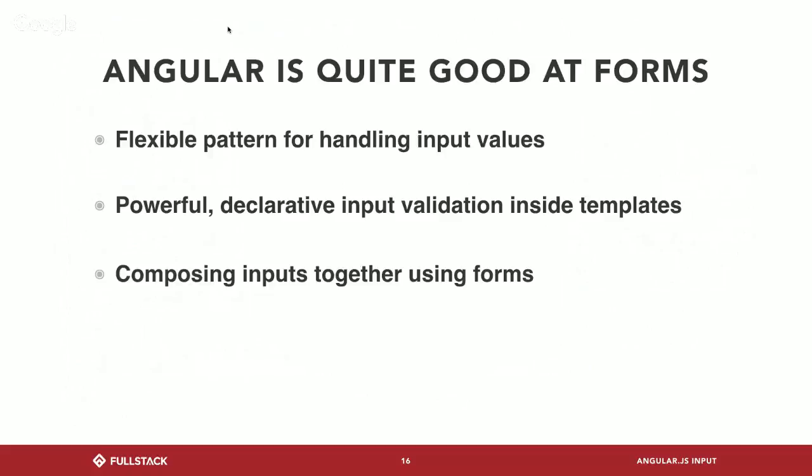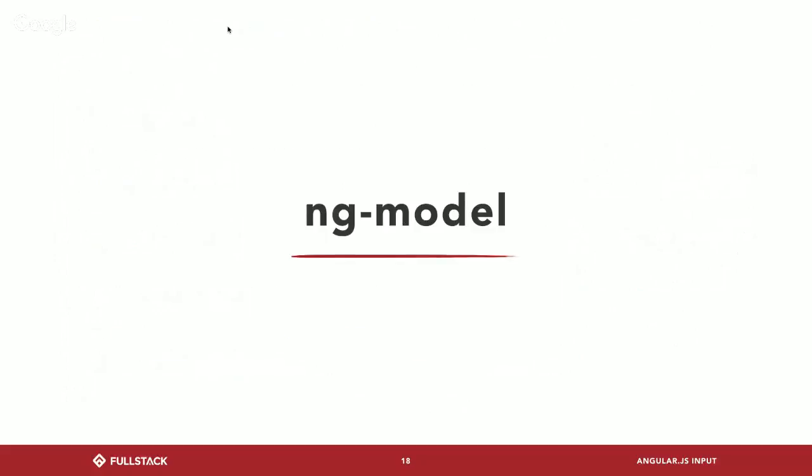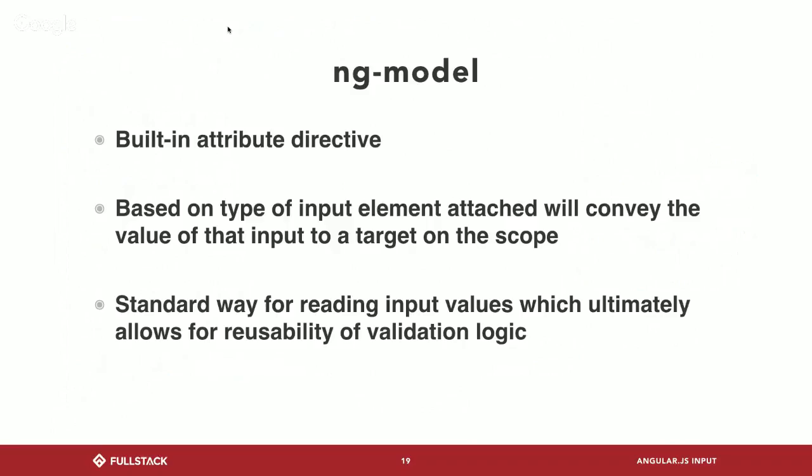You can end up composing inputs together, which we did. You have these inputs together inside of forms, and you can end up building this custom validation. And there's even ways to make it reusable, where if you had some methods for validation, you could put them in a factory and reuse them. So this is all revolving around this ng-model. Again, this is a built-in attribute directive. And again, we're using it for two-way data binding, right?